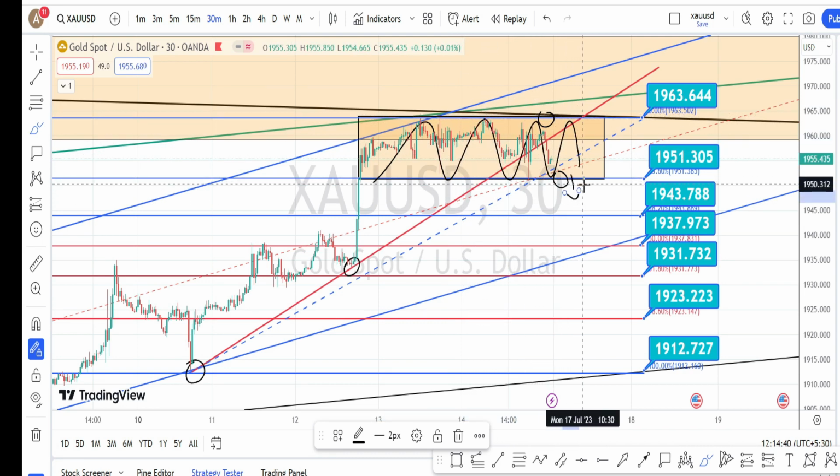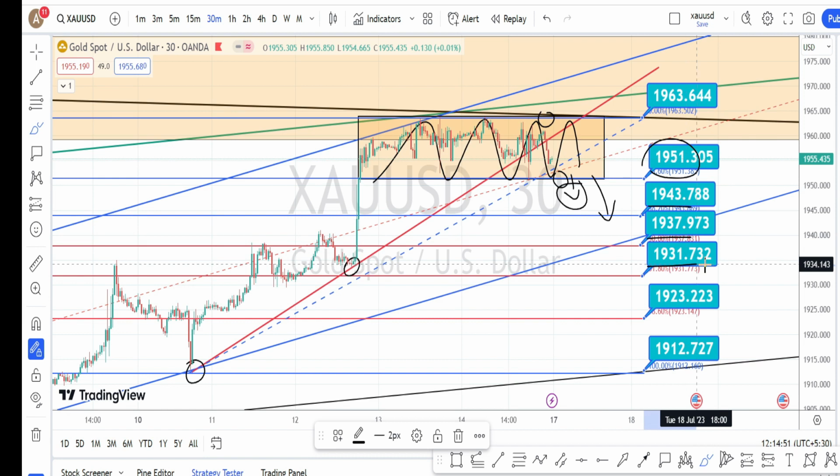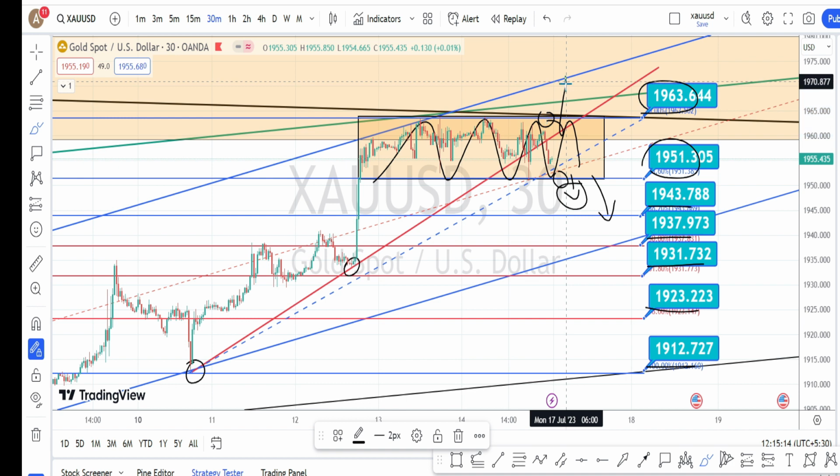And if the price action gives a breakout on the bearish side, breaking the current support level of 1951, next level of support is going to be around 1943, 1937, 1931, 1923 and 1912. And on the bullish side, if the price action gives a breakout from this rectangle pattern on the bullish side, breaking the current resistance level of 1963, we can expect the bullish trend to continue. Please refer to the higher time frame levels for the bullish side targets.